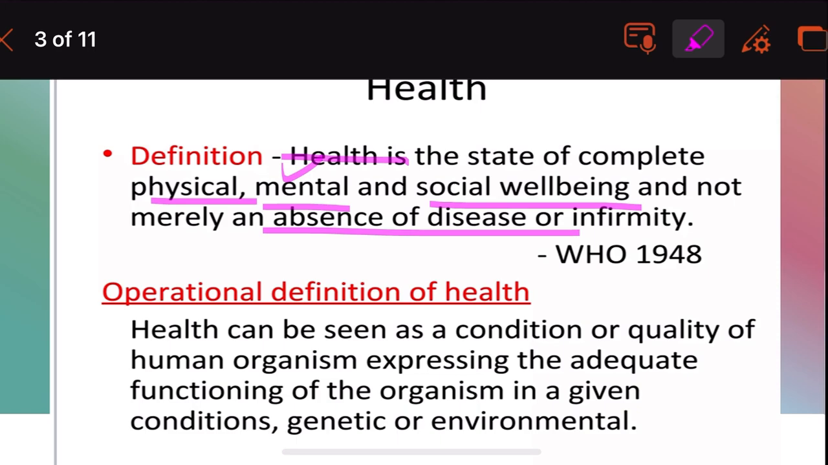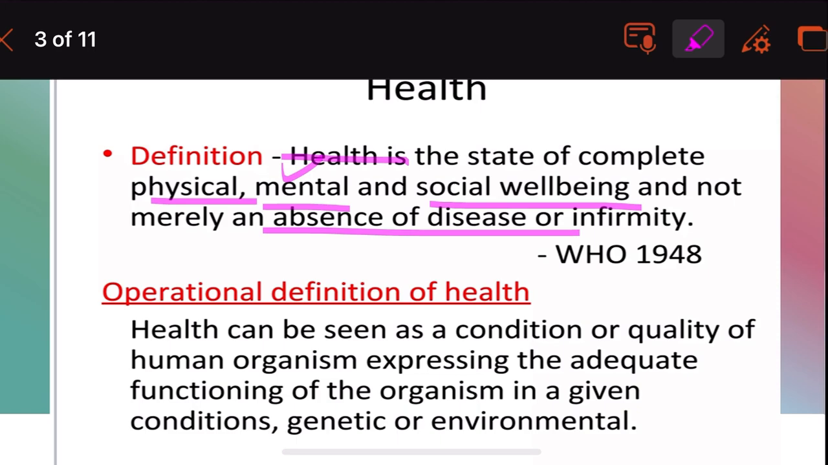So all these factors, the physical, mental, social, if you are fit in all these three things, then you are considered to be healthy. It's not just the absence of disease. If I am not having a disease but not mentally fit, I am having a lot of anxiety, I am suffering with depression, then I am not healthy. Health means all the three factors should be at a perfect optimum level.